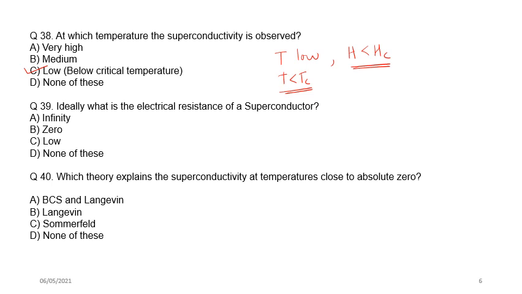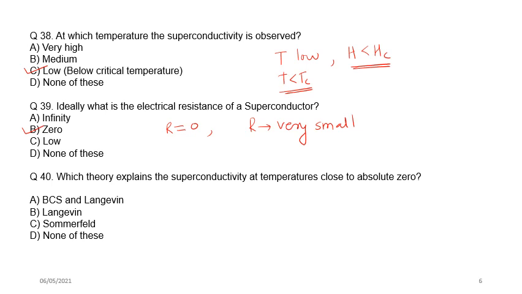Okay, let's see the next question. Ideally, what is the electrical resistance of a superconductor? Ideally, electrical resistance should be 0. R should be 0, and in reality this electrical resistance is very small. Ideally, the electrical resistance should become 0 below the critical temperature.